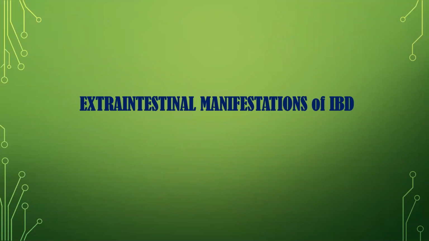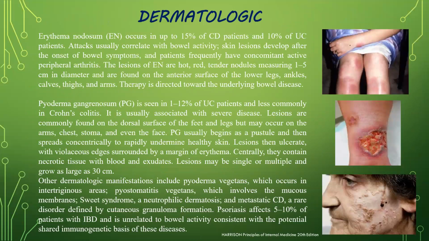Extra-intestinal manifestations of inflammatory bowel disease can be present as dermatologic ones. It can be erythema nodosum, which occurs in up to 15% of patients with Crohn's and 10% of those with ulcerative colitis. Attacks usually correlate with bowel activity. Skin lesions develop after the onset of bowel symptoms, and the patient frequently has concomitant active peripheral arthritis.